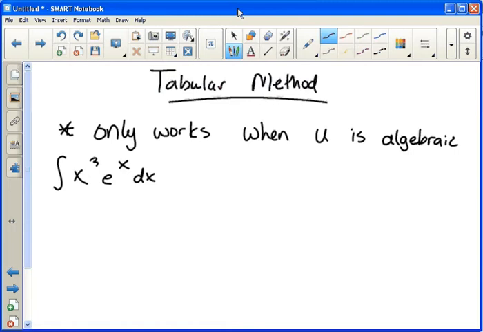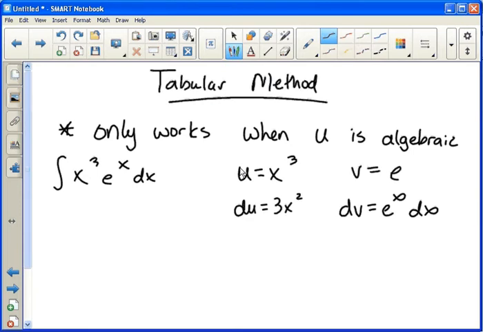The way this is set up right now, I'll explain the tabular method in a moment, but we would do u equals x cubed because it is the algebraic one, and algebraic comes before e to the x. So dv would be e to the x dx. Okay, du would be 3x squared, and v would be e to the x. So we would do u times v minus the integral of v times du. So 3x squared e to the x dx.